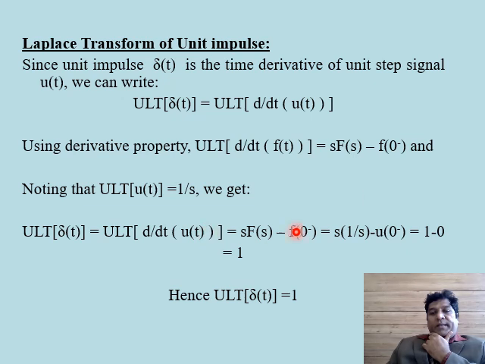So that will be s F(s) minus f(0⁻), and in place of F(s) we will substitute 1/s. So you will get 1 minus u(0⁻). Now u(0⁻) is the value of the unit step just before the origin, which is 0. So we will get 1 minus 0. So the final answer is the ULT of delta(t) will be 1.